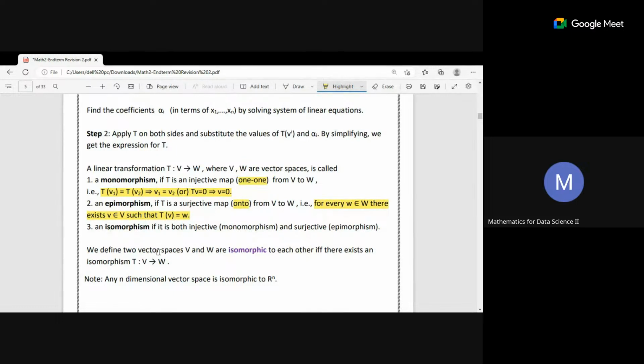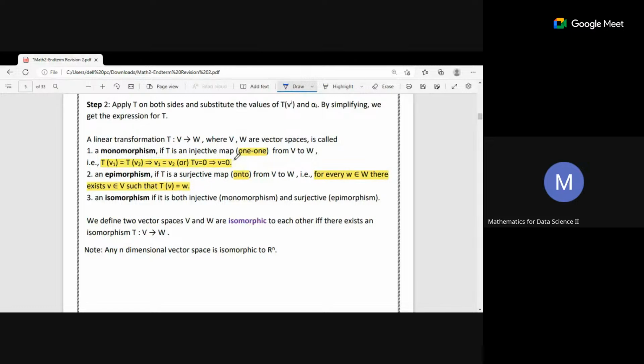We define two vector spaces V and W to be isomorphic to each other if and only if there exists an isomorphism T from V to W. An important fact is that any n-dimensional vector space is isomorphic to Rn. So what does this give you? Suppose T from V to W is an isomorphism. The first thing you should know is that dimension of V is equal to dimension of W. This is an if and only if condition.